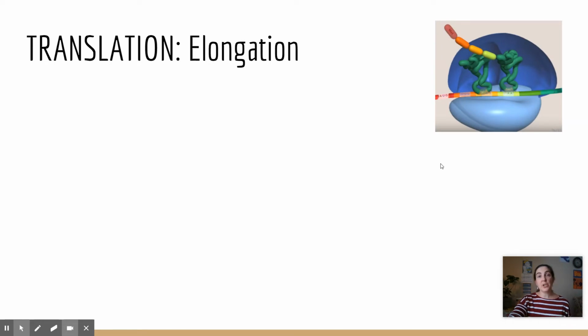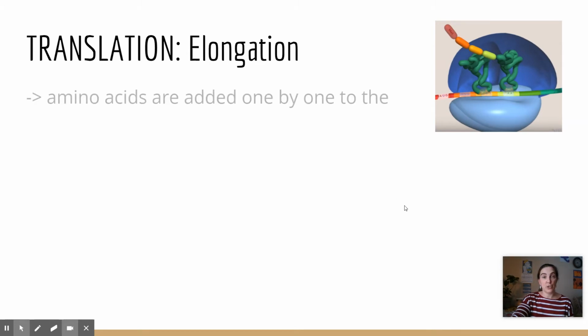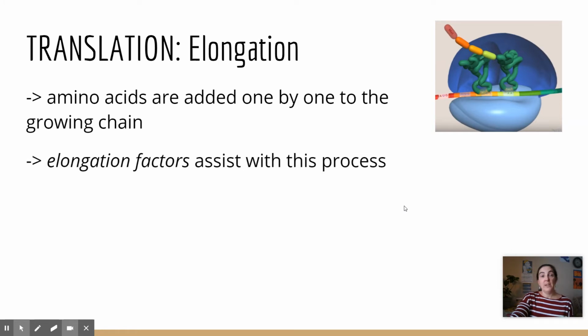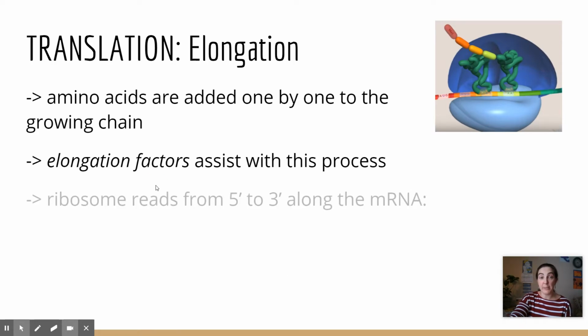So the next part of translation is elongation. We've gotten everything in the right spot. The ribosome is in the correct place. We have the first transfer RNA in there with its amino acid. Now we need to start making our polypeptide chain longer and elongating that strand. So amino acids are added one by one. There are elongation factors. Again, lots more proteins are involved in this process than what we're talking about.